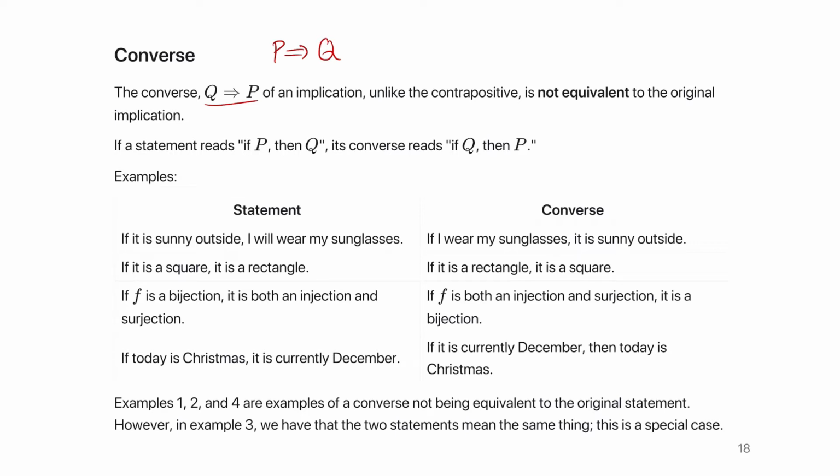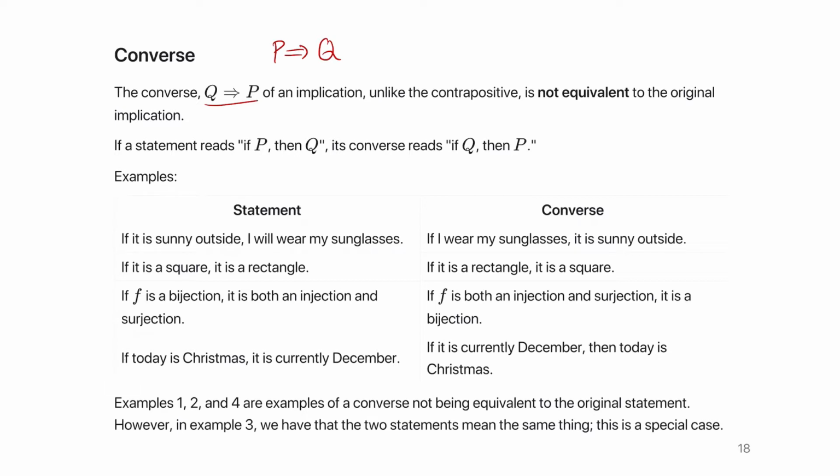I'll skip the third one for a second. Let's look at the last one. If today is Christmas, it's currently December. That's a valid implication. But if it is currently December, it doesn't tell you that today is Christmas. So that is the converse: if it is currently December, then today is Christmas. But we see that these two sentences don't mean the same thing.